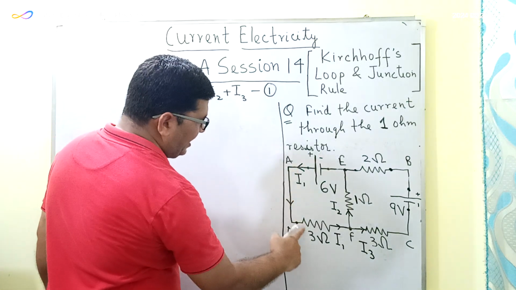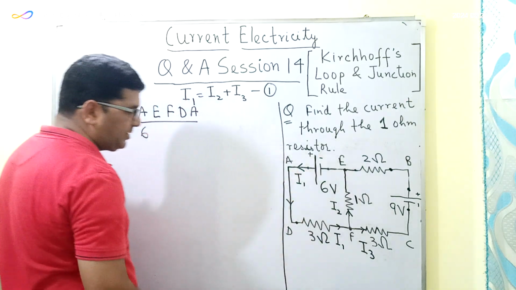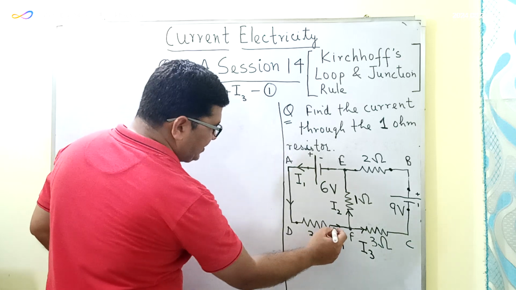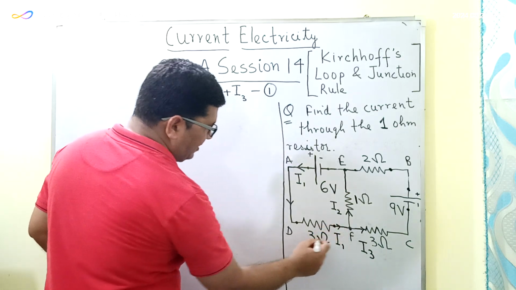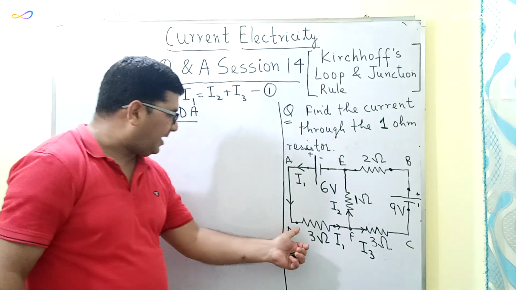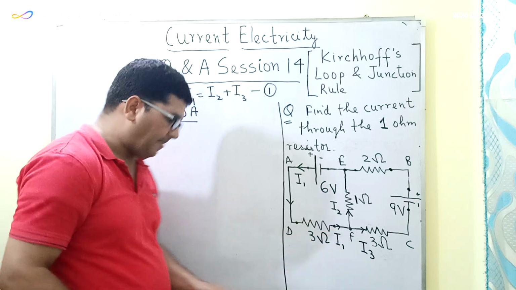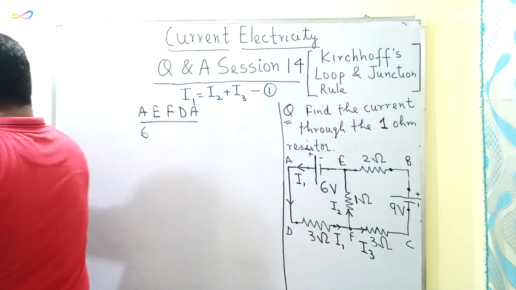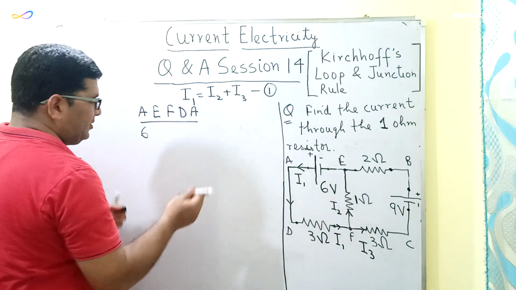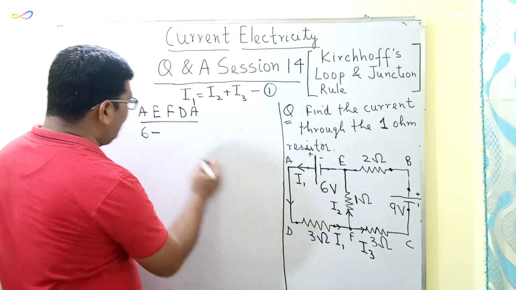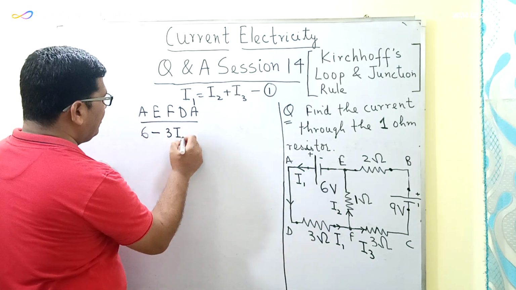Now this current I1 is flowing through this 3 ohm resistor. Now the potential difference across this resistor will be negative, because this is at a higher potential and this is at a lower potential. So the potential difference across this 3 ohm resistor will be equal to minus 3I1.